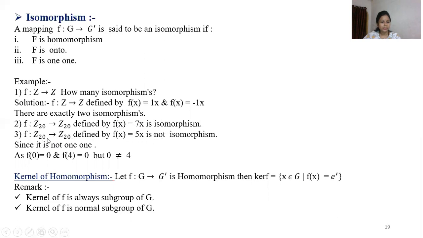Here Z20 to Z20, f of x is 5x. What is the GCD of 5 and 20? It is not 1, it is 5. Therefore, it is not an isomorphism, because it is not 1-1. Why is it not 1-1 here?